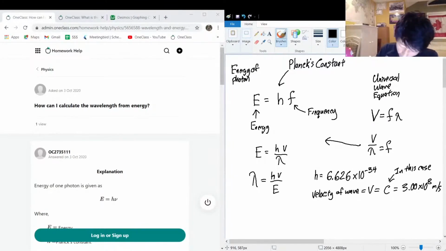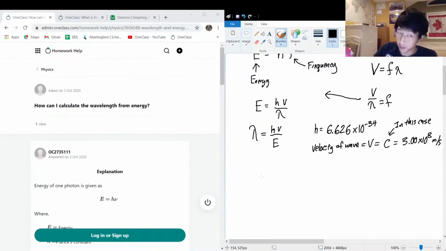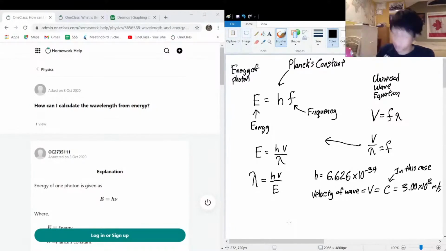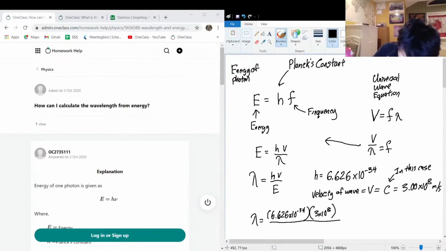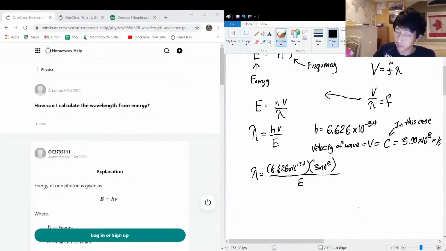And then once we have our energy, well, it doesn't specify what energy we should use, but we can get a more simple version of this. So we can get lambda is equal to 6.626 times 10 to the negative 34, multiplied by 3 times 10 to the 8, and all of this divided by energy, so we can get a nice one number relationship for this.